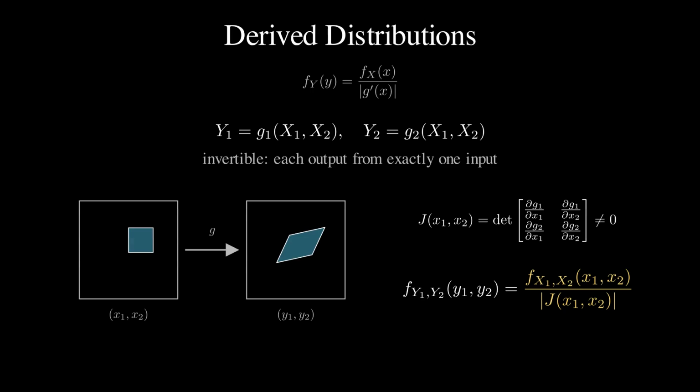Probability itself cannot stretch, so the density must compensate. The joint density of the new pair is the old density at the pre-image divided by the absolute Jacobian. One dimension paid with the absolute derivative of g. Two dimensions pay with a determinant.